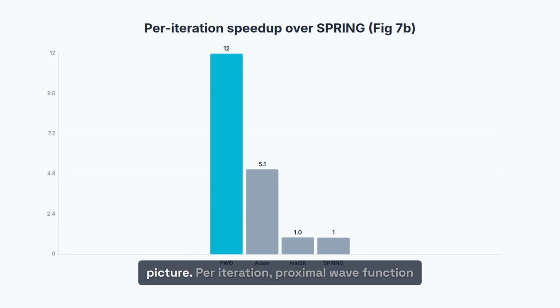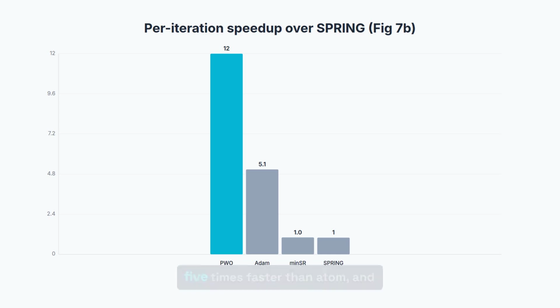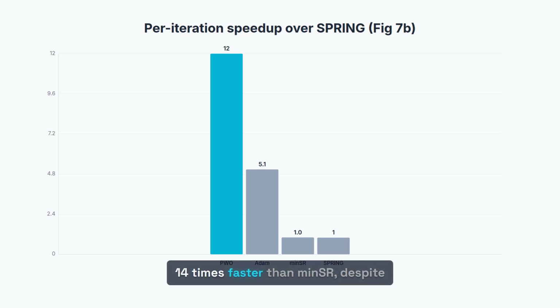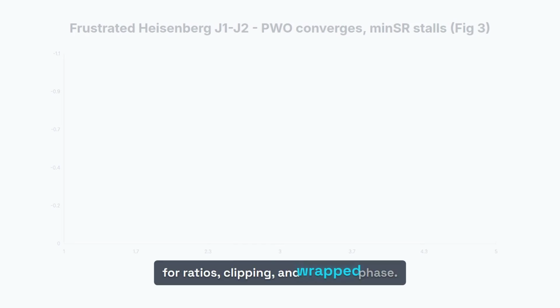First, the cost picture. Per iteration, proximal wave function optimization runs in 0.022 seconds, about 12 times faster than Spring, 5 times faster than Adam, and 14 times faster than min-SR, despite the extra bookkeeping for ratios, clipping, and wrapped phase. Because the proximal objective reuses one batch across 4 inner epochs, it amortizes the dominant cost, sampling and local energy evaluation, that Adam repays every update.